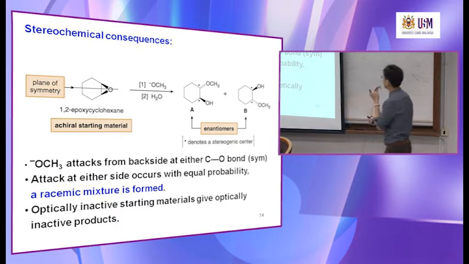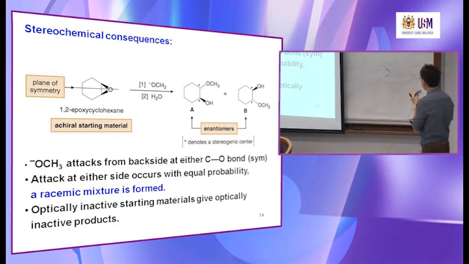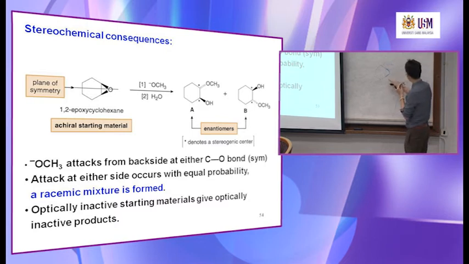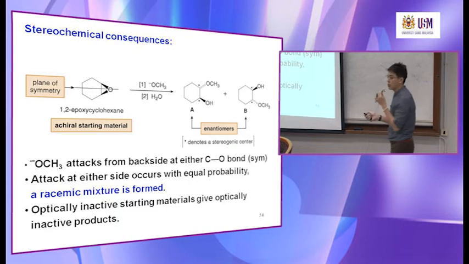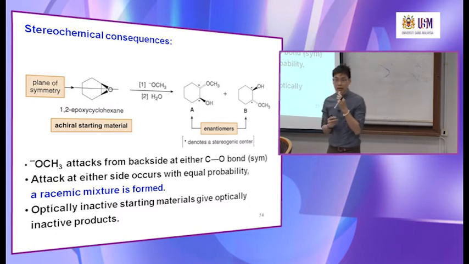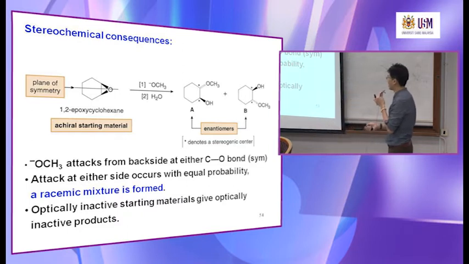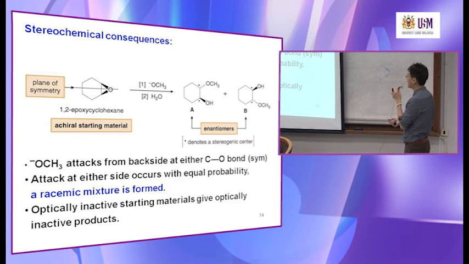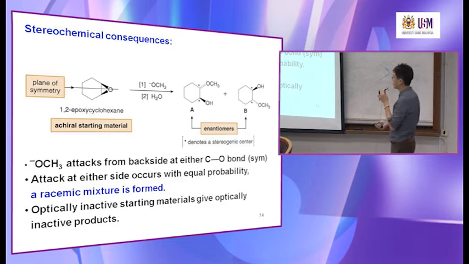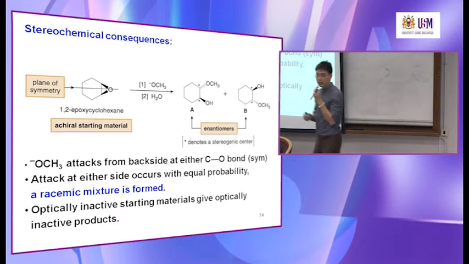Then if the nucleophile attacks from here, you will get this product. Because there are equal chances of the nucleophile attacking from both positions, you get a racemic mixture, 50% of each product. So just read again. Methoxide attacks from the backside at either C-O bond, since, not SYN, sorry, attack at either side occurs with equal probability. A racemic mixture is formed. Optically inactive starting material gives an optically inactive product. Because this is a racemic mixture, they are optically inactive.